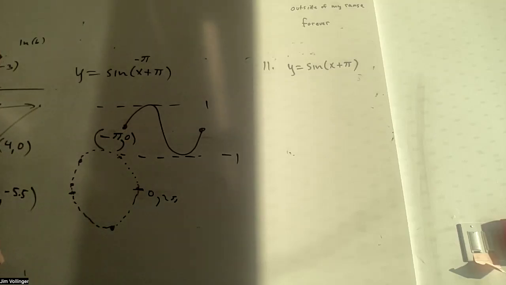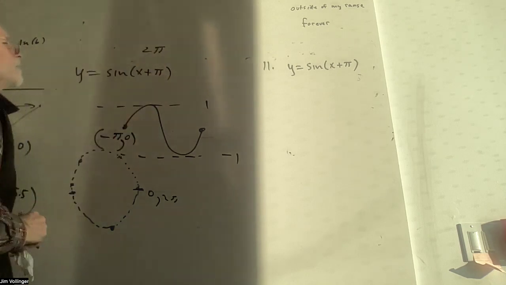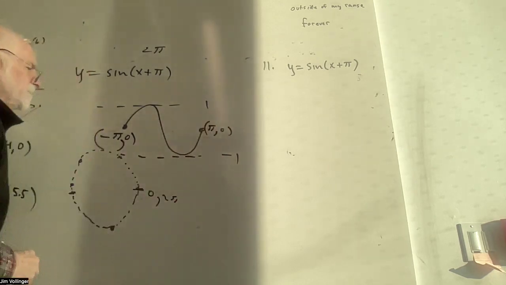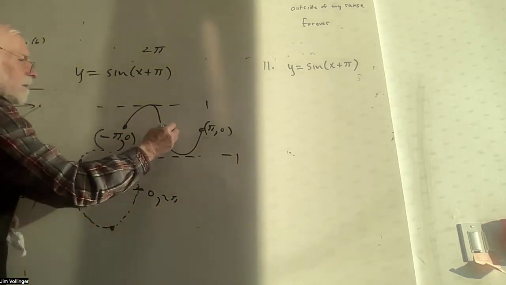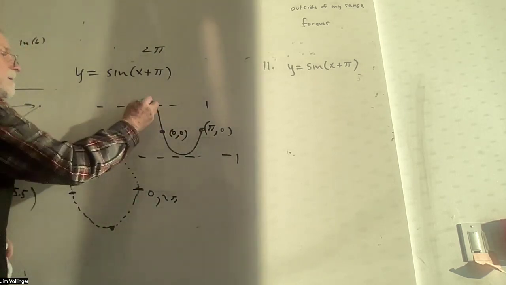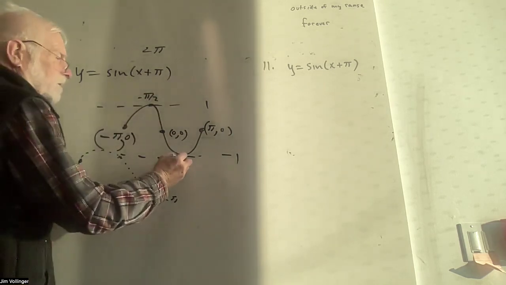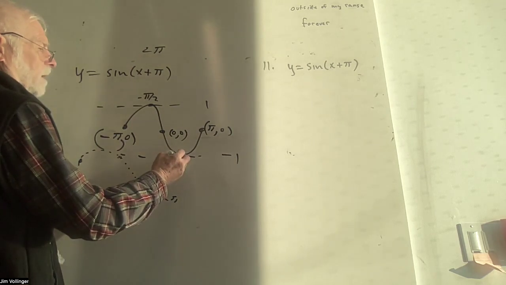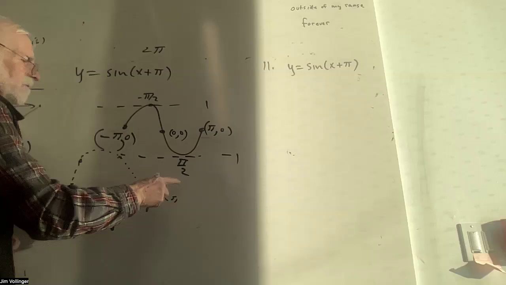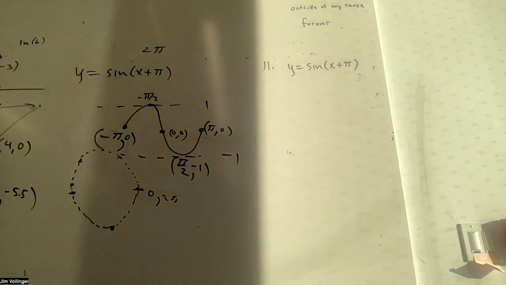So negative pi gets me 0, and I know 2 pi is once around the circle, so I guess it ends at pi, which brings me back to 0. Then I think I've got all kinds of symmetry, where this goes through the origin between negative pi and pi. And I guess this is minus pi over 2, which gets me 1, and pi over 2 gets me negative 1. I think you can check those out.